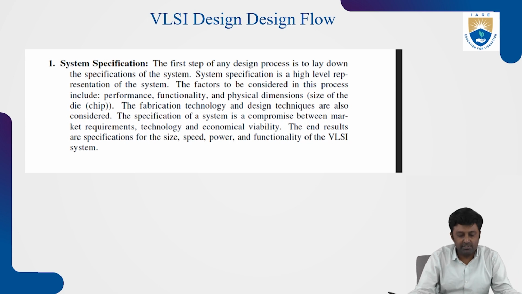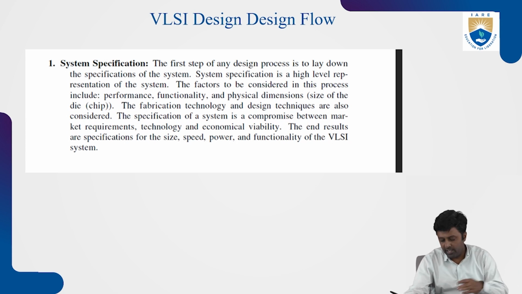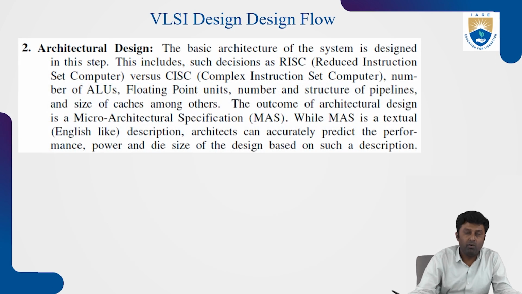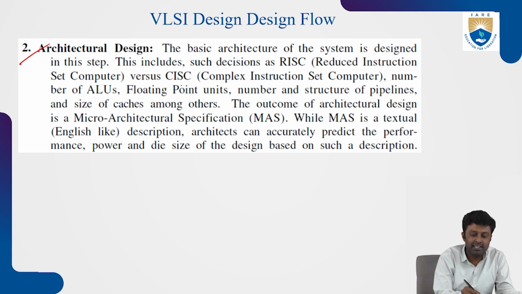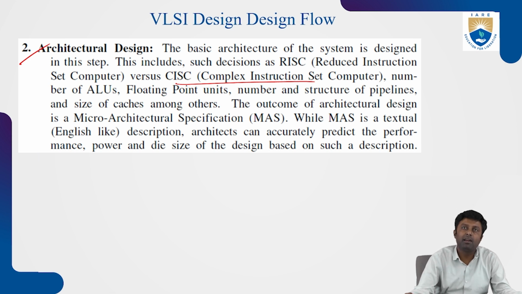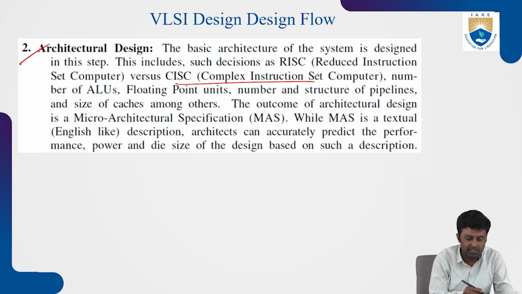Okay, so the system specification, as I have already mentioned, will be recorded here. And the second step in the VLSI design flow is the architectural design. In the architectural design, as I mentioned earlier, we'll be taking decisions like whether we have to use a RISC architecture or a CISC architecture, what should be the size of the pipeline, the size of the cache, and how many ALUs should be used. All these things will be taken care of.